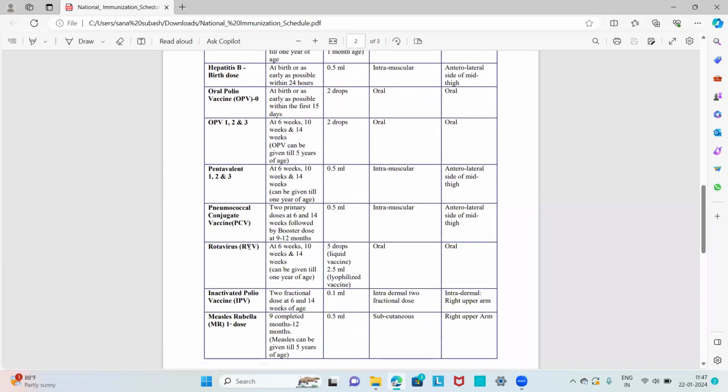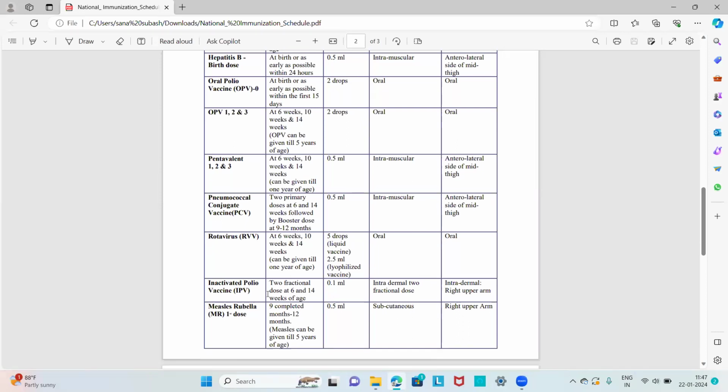Then we have the rotavirus vaccine. It is again an oral vaccine, like the oral polio vaccine. For the oral polio vaccine we give two drops, but for the rotavirus vaccine 5 drops at 6 weeks, 10 weeks, and 14 weeks, like pentavalent and OPV first, second, and third. The rotavirus 3 doses are at 6, 10, and 14 weeks, which can be given till 1 year of age.